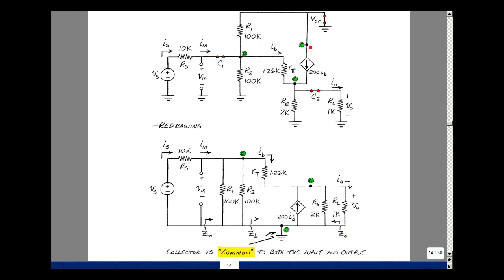My control source is grounded on the backside of the arrow, and the tip is pointing towards the emitter. What's common between the output and the input now is the collector of the transistor, and that's why it's called the common collector amplifier.